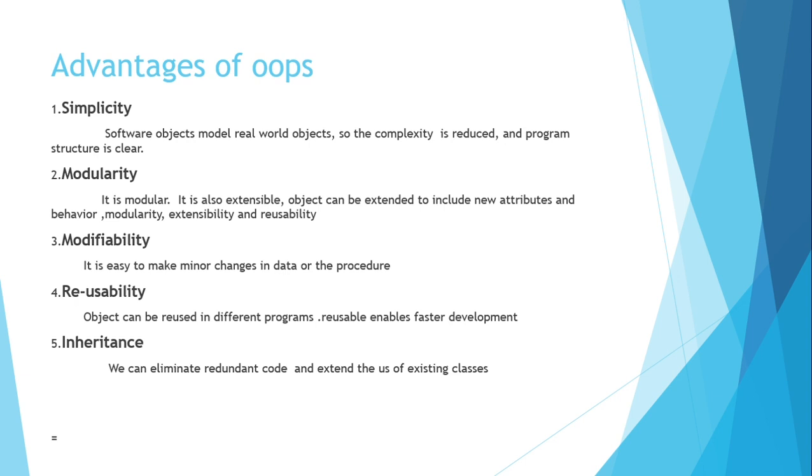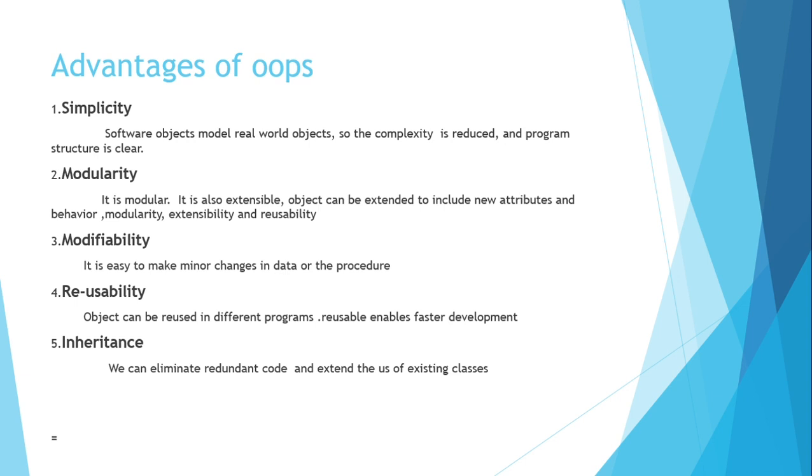Simplicity differs. In OOPs, we can make a software object model of real world objects. Using these models, whether it is a software model or a real model, it reduces the complexity in our program, and we can structure our program in a brief and clear manner. So this defines simplicity. Many software object models or real world models make our program structures simple to explain.